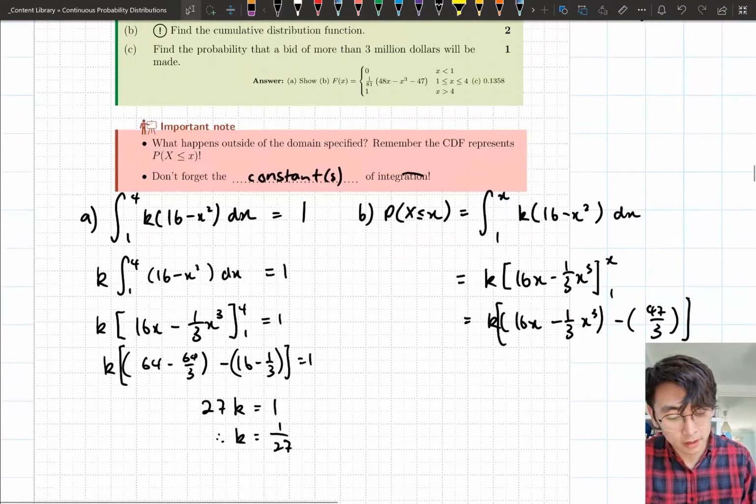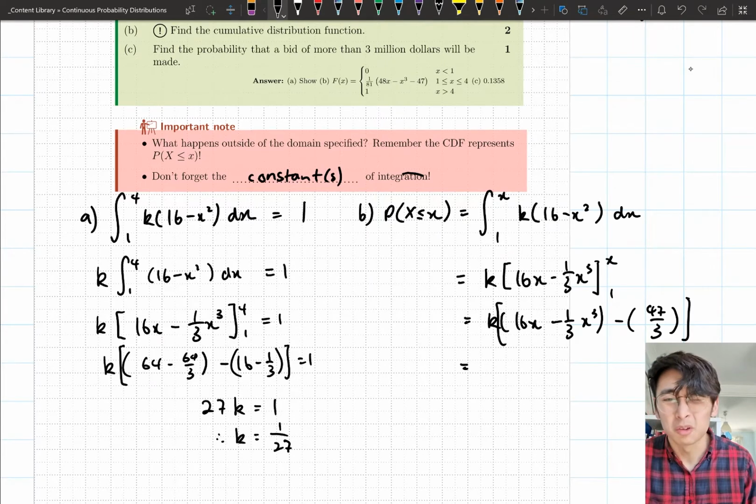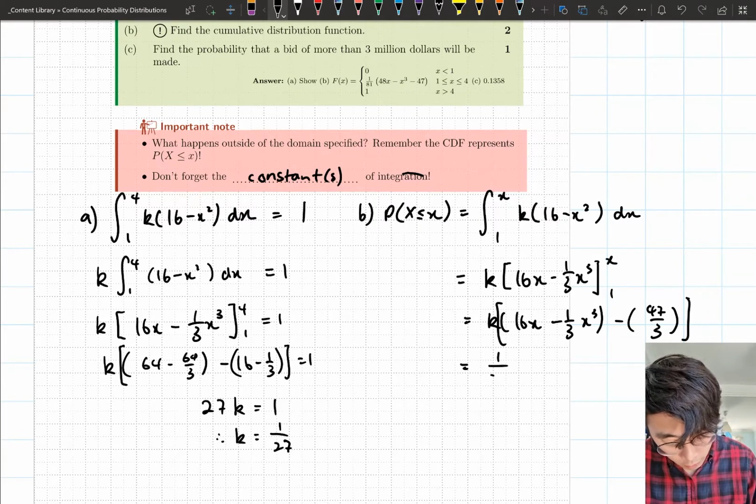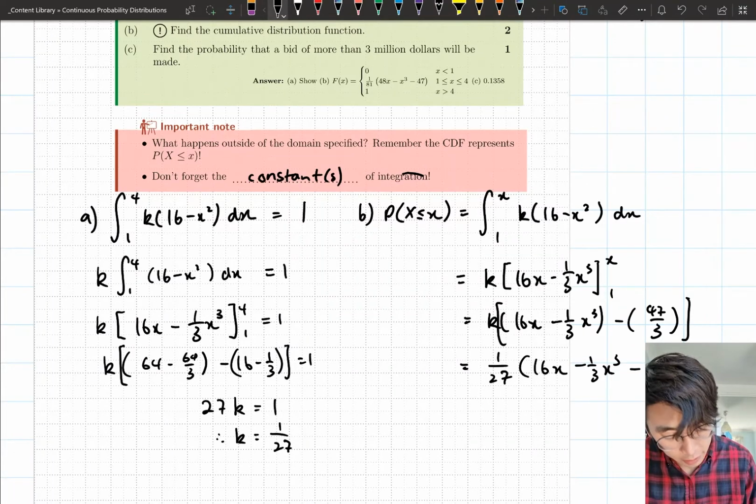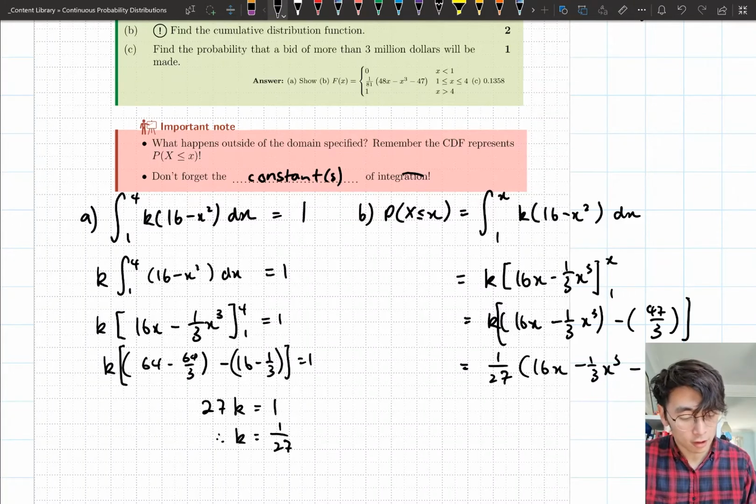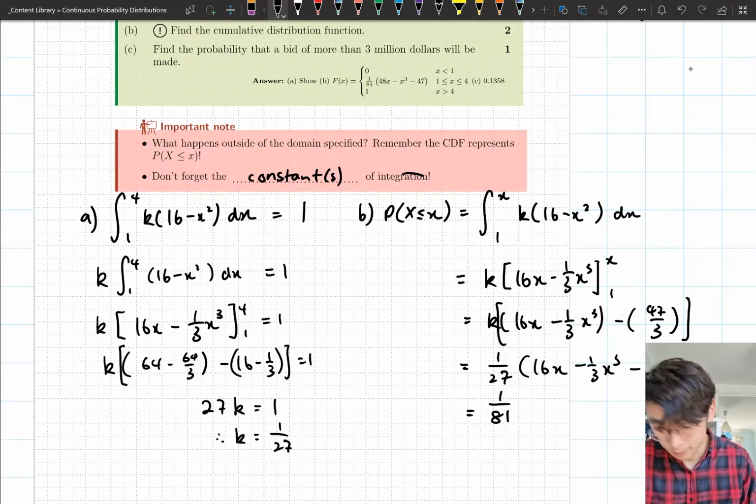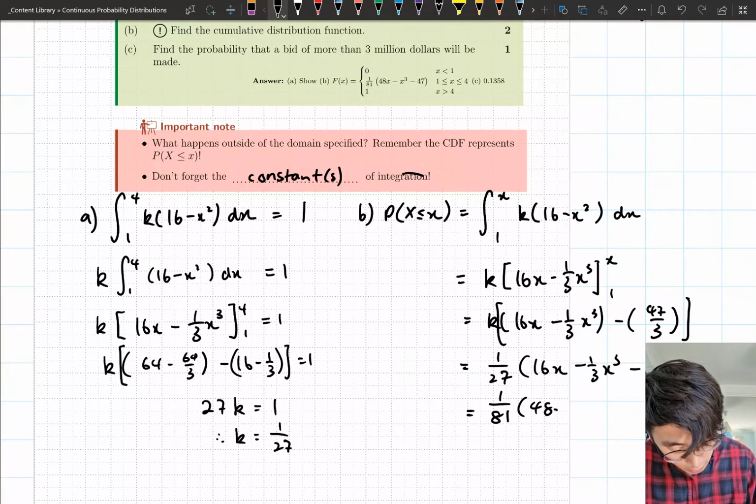So my cumulative distribution function is going to be equal to 1 over 27. I'm subbing in my value of k. 16x minus 1 over 3 x cubed minus 47 over 3. Now, notice here I've got a couple of fractions inside my bracket. I'm just going to get rid of them by multiplying everything by 3. So if I take out that 3, I've got 1 over 81, times 48x minus x cubed minus 47.